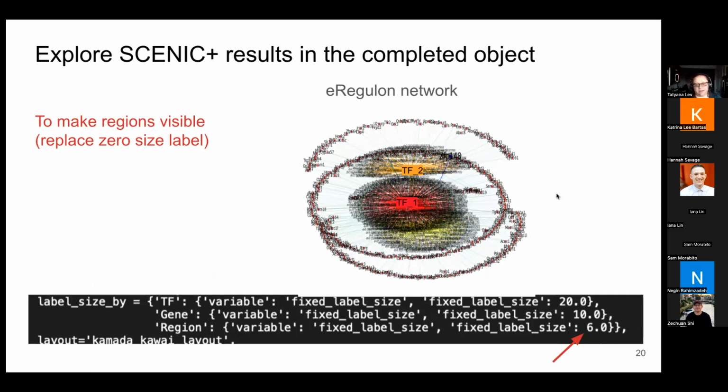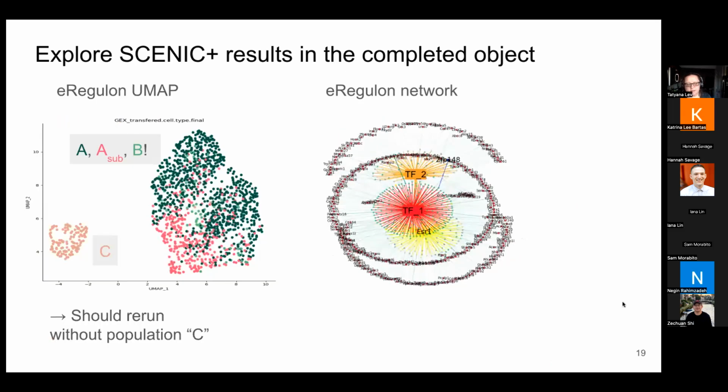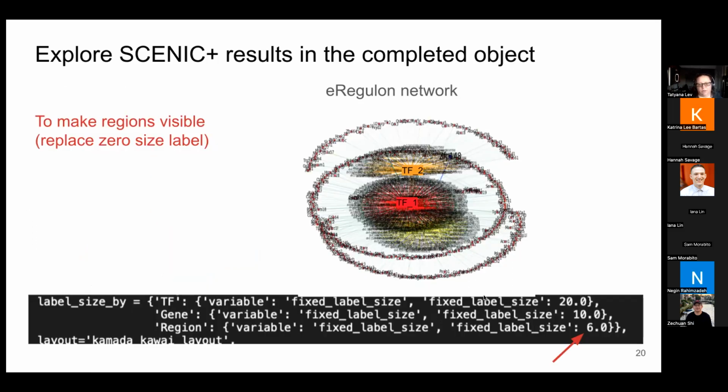But it was kind of weird that by default it wasn't there, since the regions, the ATAC regions, are such an important part of the analysis that in a plot they're not shown. So you can manually go turn it on to see it.